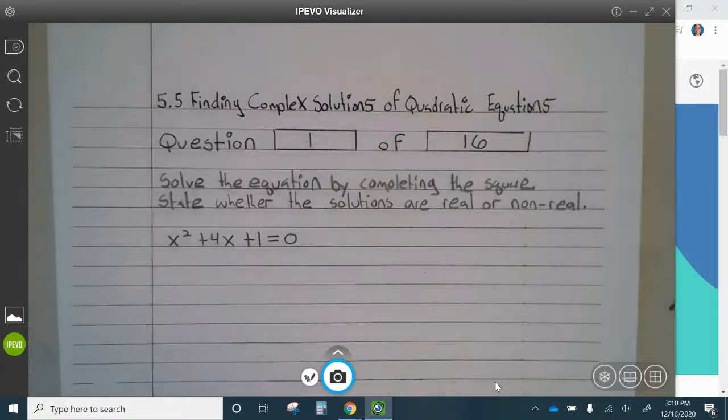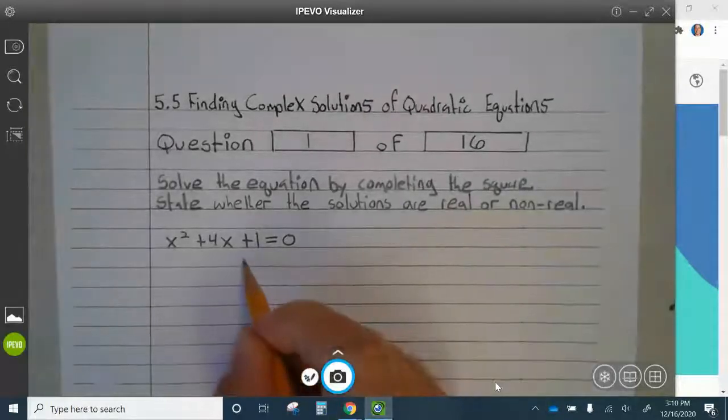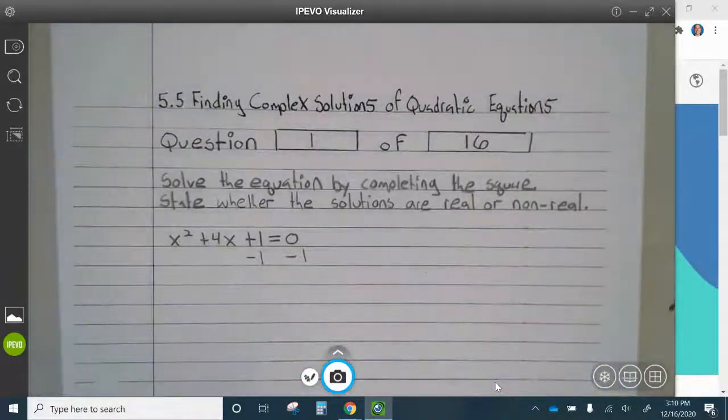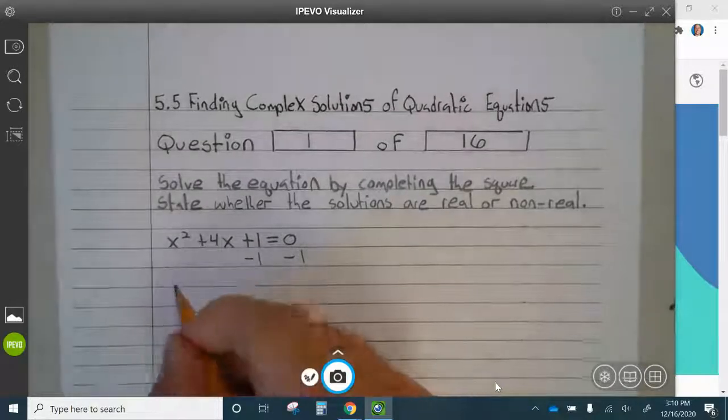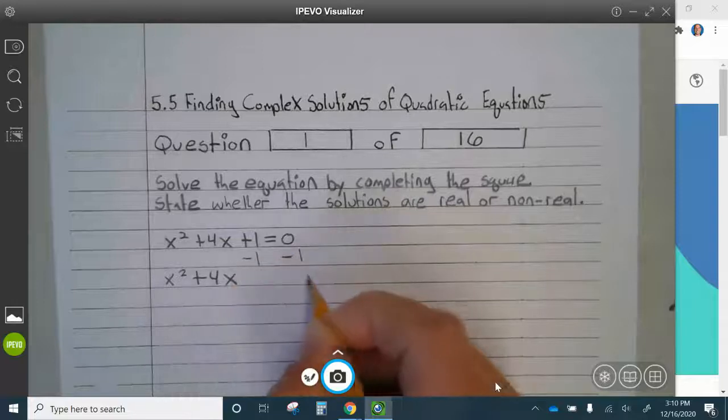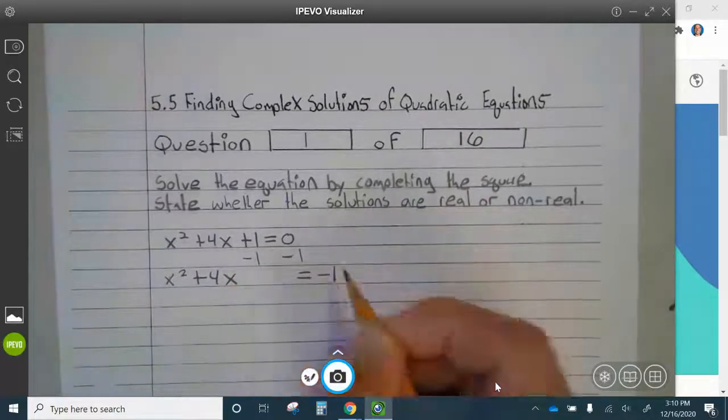Okay, Wildcat, so we're looking at 5.5, finding complex solutions of quadratic equations, assignment tutorial. Solve the equation by completing the square. State whether the solutions are real or non-real. Okay, so we're going to subtract 1 from both sides. Okay, and then we have x squared plus 4x equals -1.